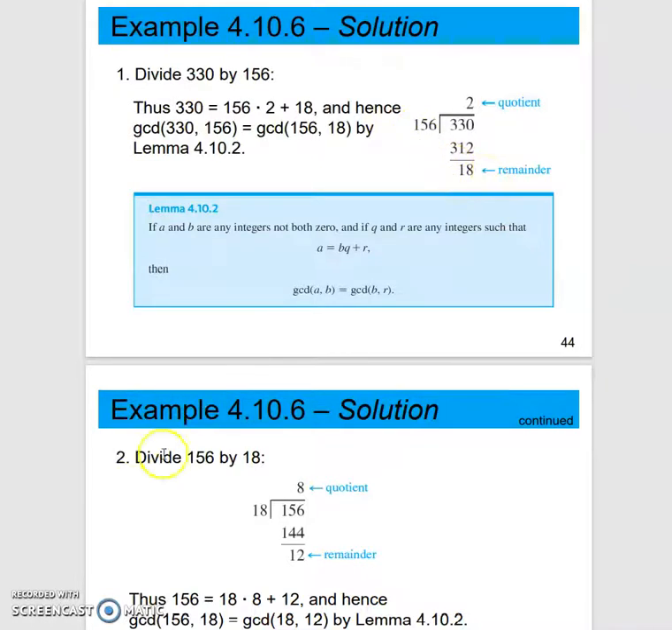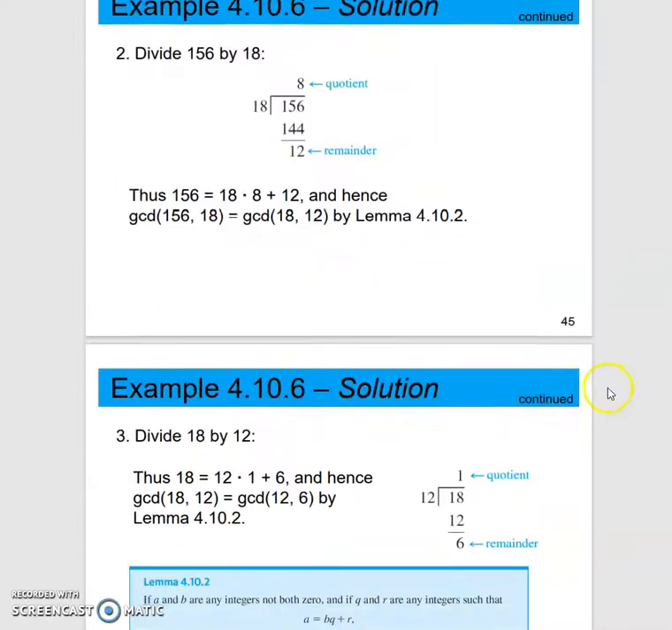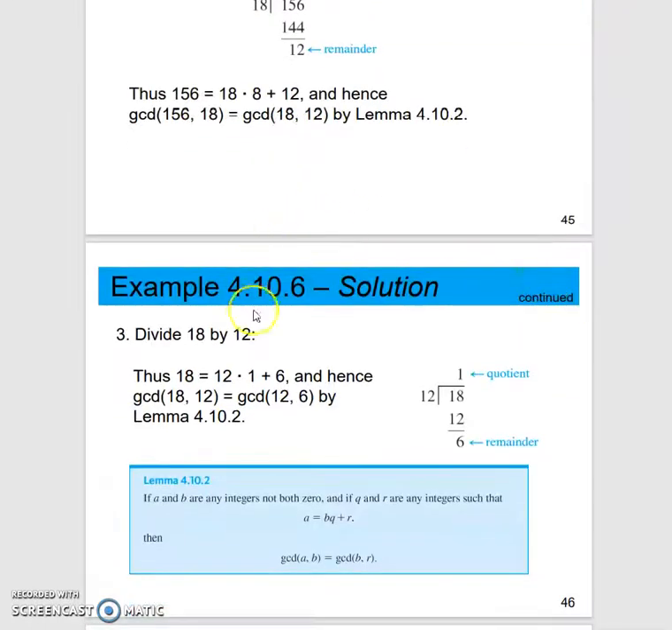So now let's divide 156 by 18. Again, I've got my new quotient and my new remainder. So I can express 156 as 18 times 8 plus 12. And my other number was 18, so we will have the same as 18 and 12. And again, I'm going to then continue that process so that my GCD is also the same as 12 and 6.